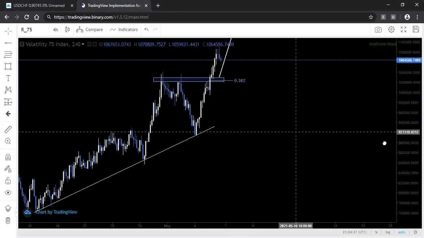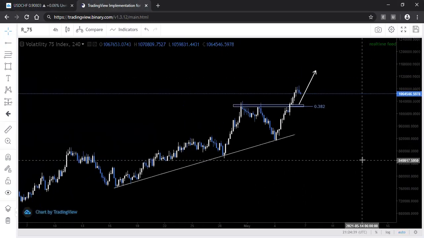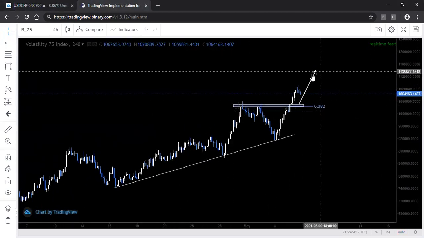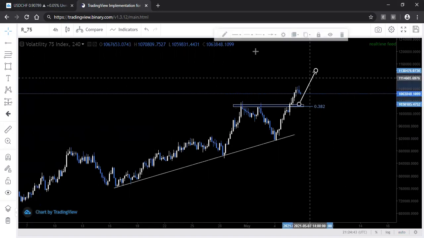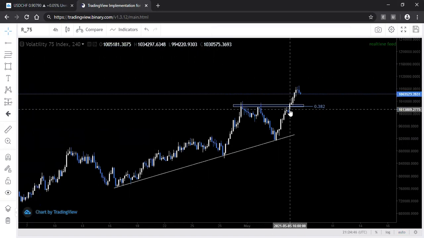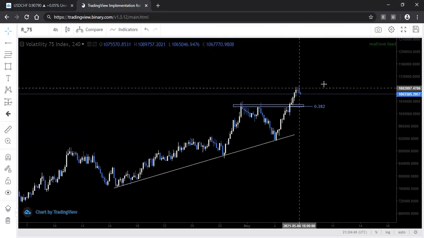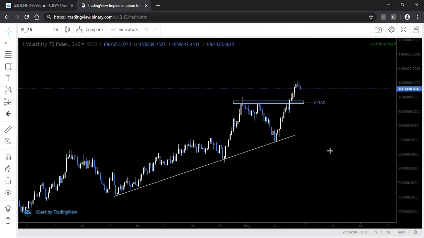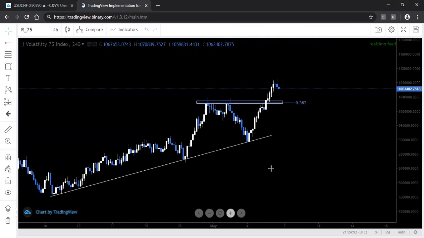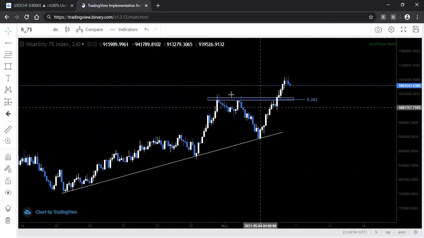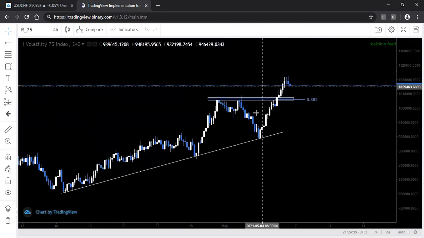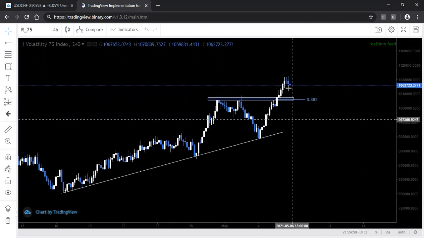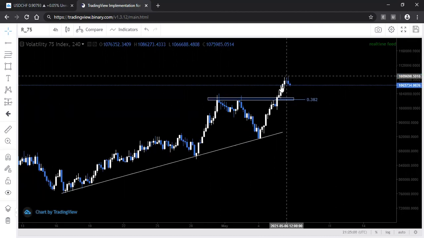So volatility 75, prices have broken above here. So as you can see here, oh man, I wish I didn't close my order and I would have still been in profits. But anyways, so with volatility 75, as you can see, prices has broken the previous market structure here. What I'll be expecting to see is, you can see here, it has formed an evening star.